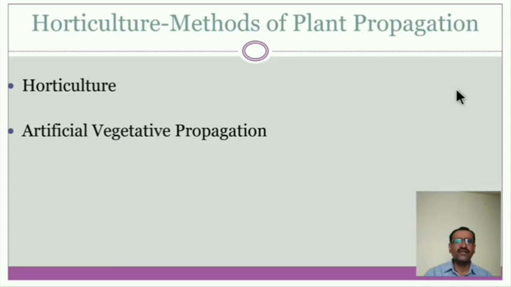The second point is artificial vegetative propagation. This part is also studied. Artificial vegetative propagation is the process of multiplying a plant by the use of parts and the bud of the selected mother plant. These are the two important definitions. They are also asked in the examination.